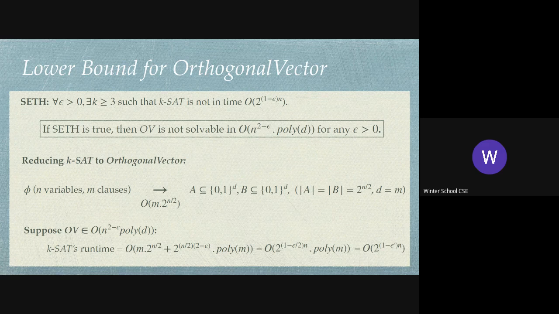But what this shows is the contrapositive of what I have just written here. It shows that if Orthogonal Vectors is solvable in order of n to the 2 minus epsilon times poly(d), then there exists some epsilon prime such that for every k, k-SAT is solvable in time order of 2 to the 1 minus epsilon prime times n.